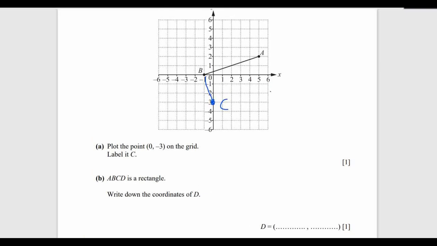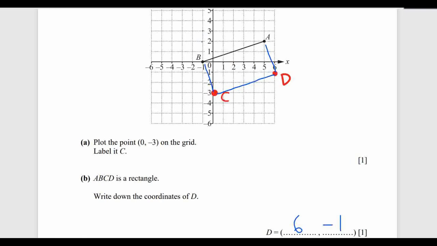Right, you got the answer. Let's check it out. So the answer D will be 6, negative 1 here, 6, negative 1. So this is how we get D.